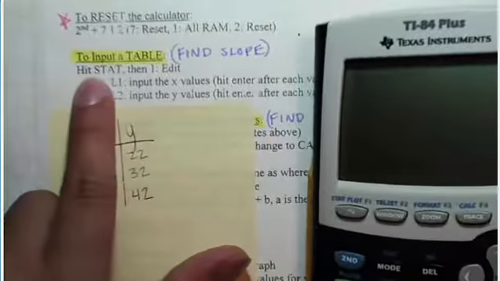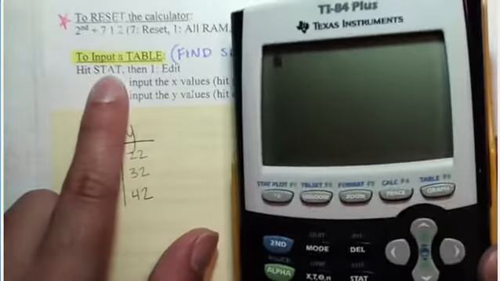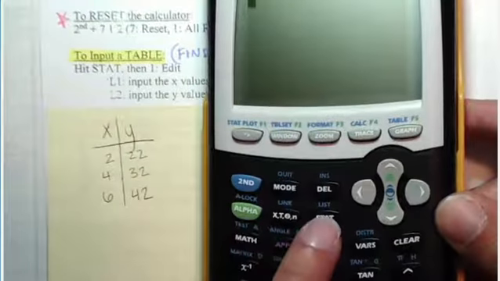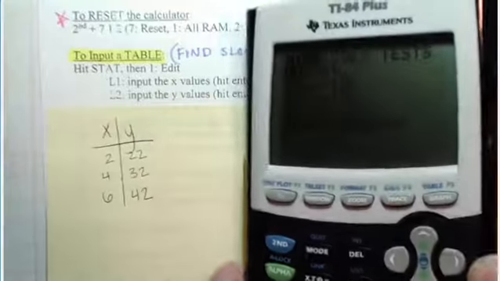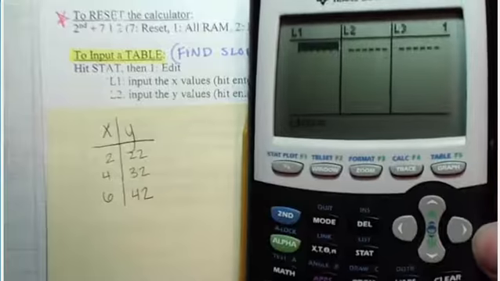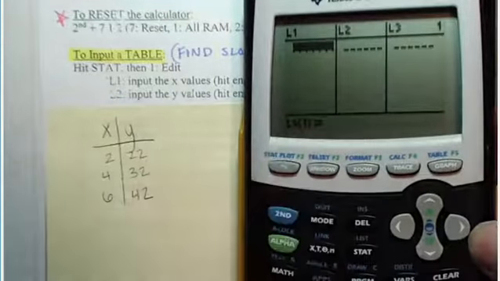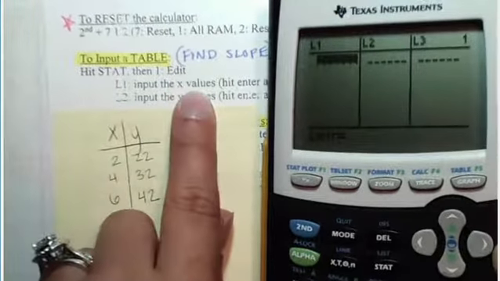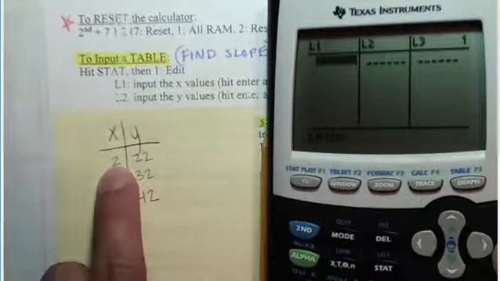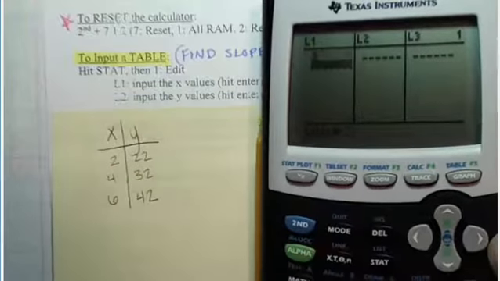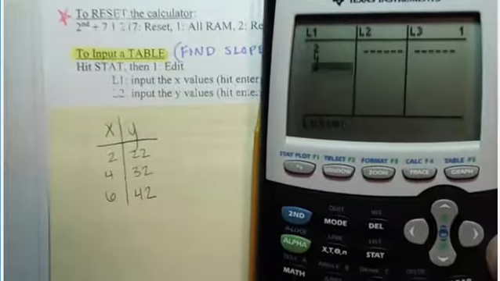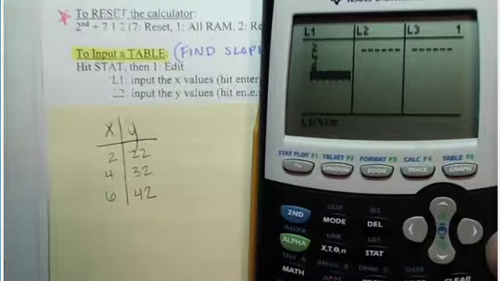So what I want you to do is find the stat button where it says stat. Notice it's the second one to the right of the alpha button. So push stat, and then 1 edit. So I'm going to push 1. It's going to edit. Now this is your L1, L2 table. The L1 represents your x values. The L2 represents the y values. So for the x values, I'm going to push 2, enter. Then 4, enter. Then 6, enter. So I have 3 table values.